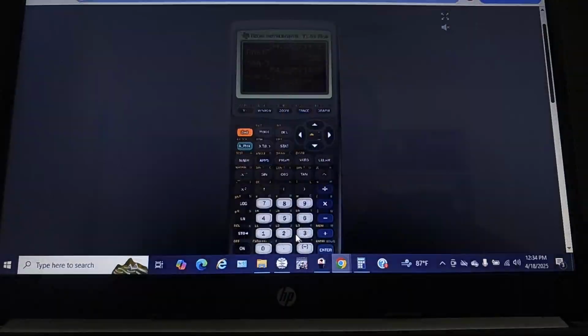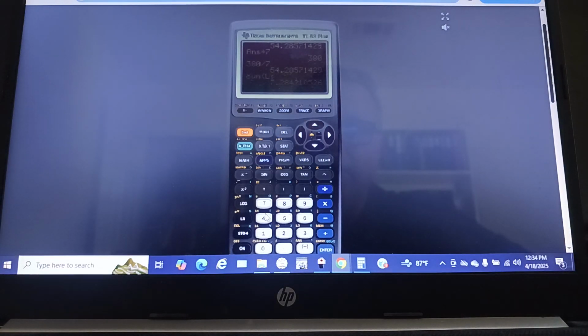Okay, then for the p-value, I'm going to do second vars, and you might remember normal CDF and inverse norm. Well, this is a chi-square CDF, because this whole section's about chi-square. And for chi-square CDF, I go between 0 and this test statistic that I just got, 7.284210526, and I'm going to type the whole thing here just to be safe. And then it also requires you put the degrees of freedom at the end, so that would be 6.